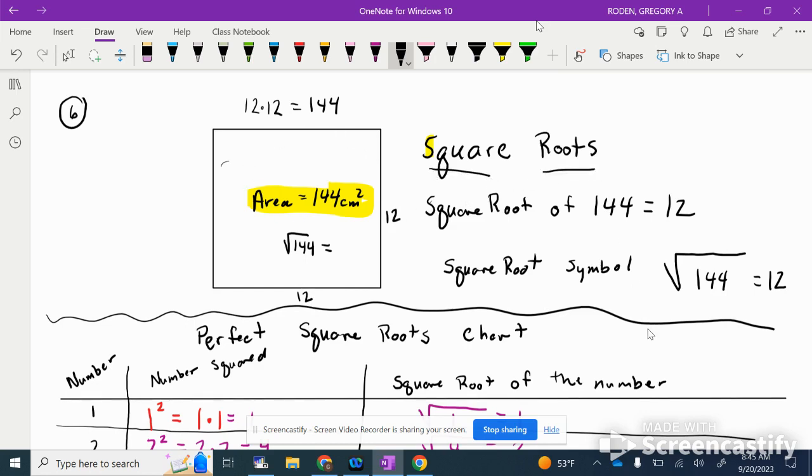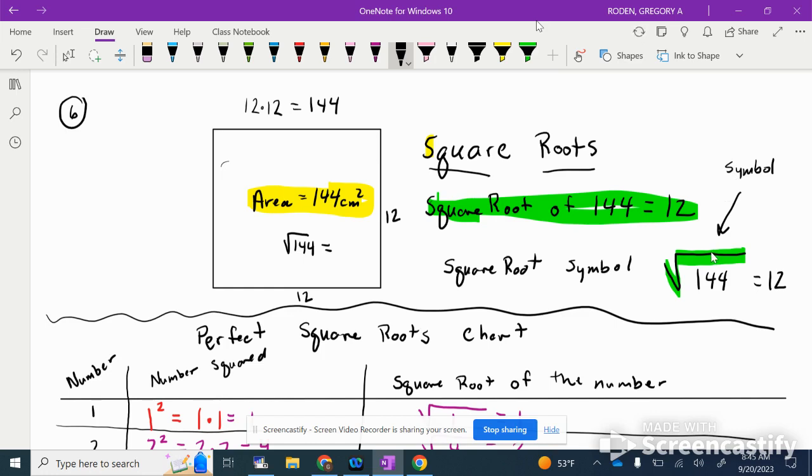Now, the symbology here, guys, is that a square root looks like a division sign with a check mark on it. You guys see that? Because we don't want to write out the square root of 144. That's a lot of writing. So what we want to do is use the symbol. This is the symbol, the square root symbol right here.